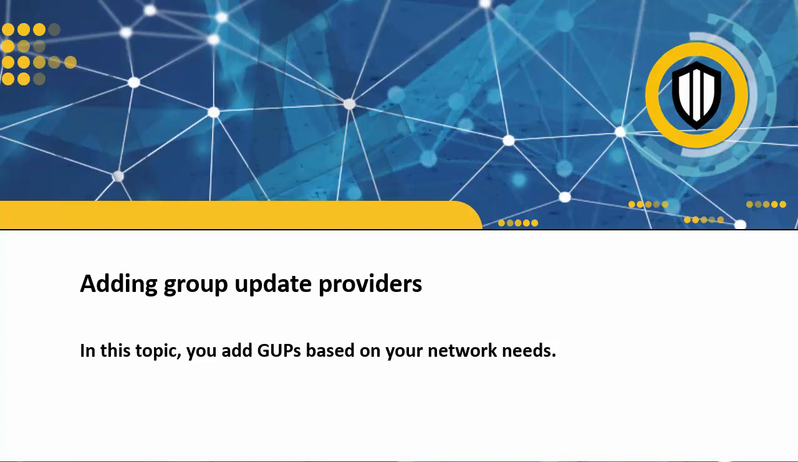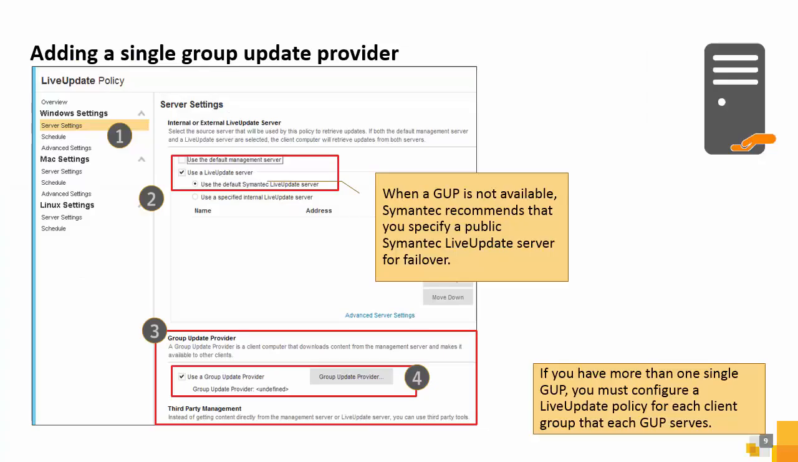This is the Adding Group Update Providers topic. Use the Live Update Settings policy to configure GUPs. To create a single group update provider, select the policy and navigate to the Windows Settings, Server Settings section. First, specify a Live Update server so that clients can fail over to a Symantec Live Update server when a GUP is not available. Next, enable Use a Group Update Provider. Note that if you have multiple single GUPs, you must configure a Live Update Settings policy for each GUP.